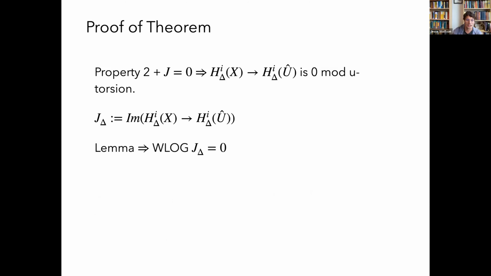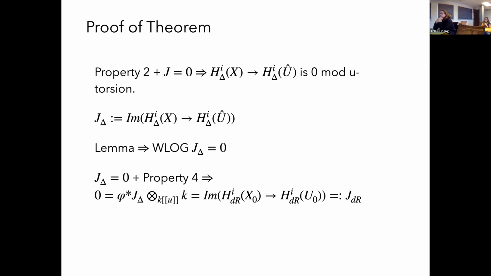All right. So now, because of that lemma, we've gone from showing that this image in prismatic cohomology is 0 mod torsion to showing that it's actually 0 on the nose. And now we're going to use property 4 to say that if it's 0, then that would imply that the image in de Rham cohomology would be 0. But now we're in characteristic p, so we're in the special fiber.